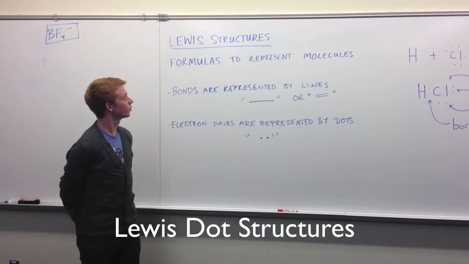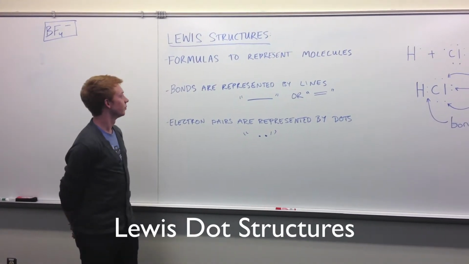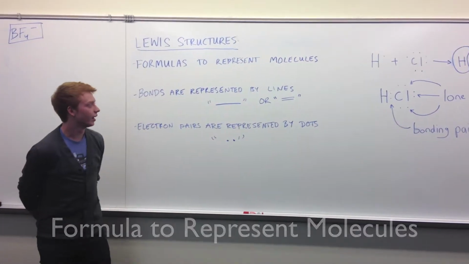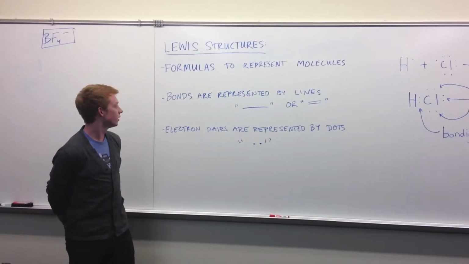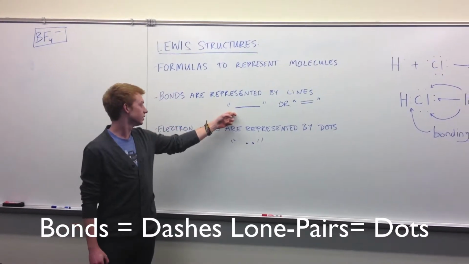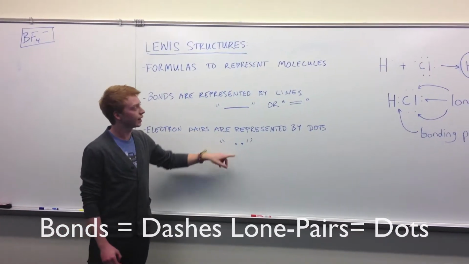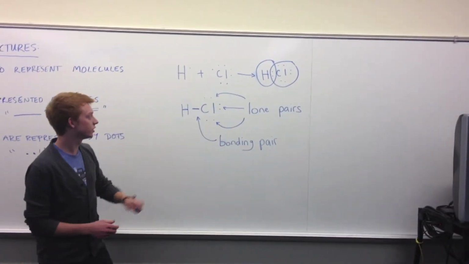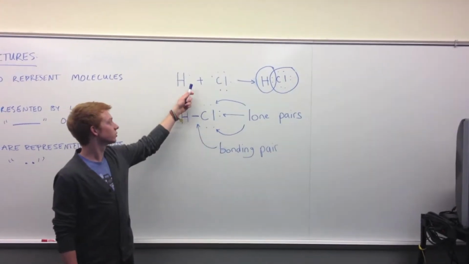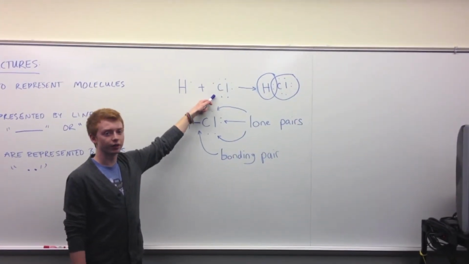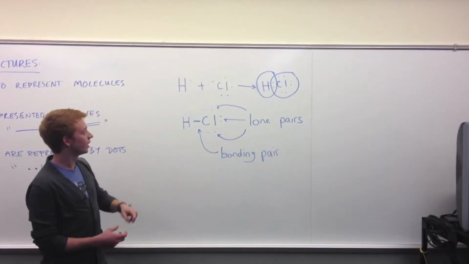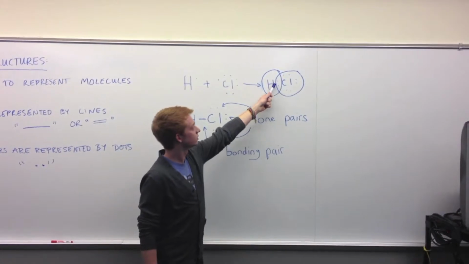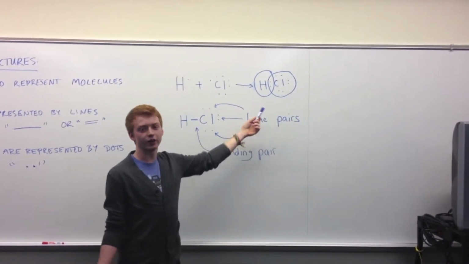First, we're going to talk about what a Lewis structure is. Again, a Lewis structure is a formula to represent molecules. When you're looking at a Lewis structure, the bonds are represented by lines, and the electron pairs are represented by dots. We have a hydrogen atom and a chlorine atom. Hydrogen, from looking at the periodic table, has 1 valence electron, and chlorine has 7 valence electrons. When these come together, they will share 2 electrons, forming a covalent bond.